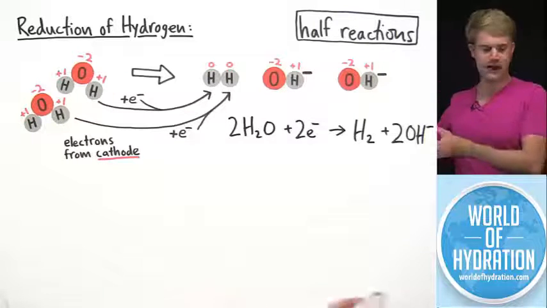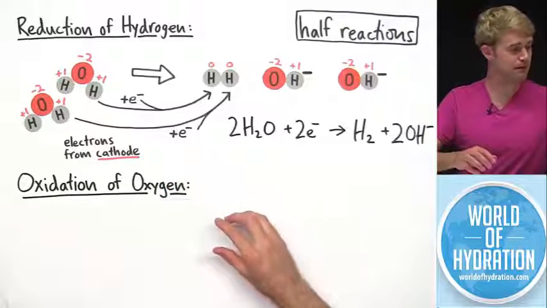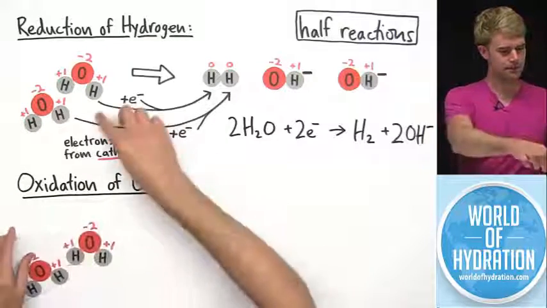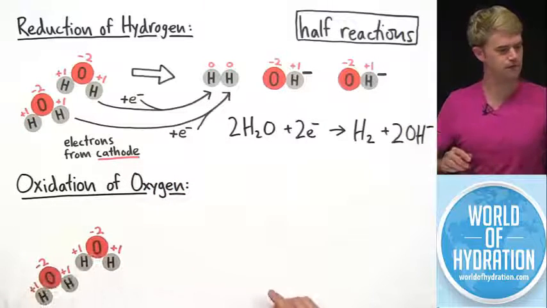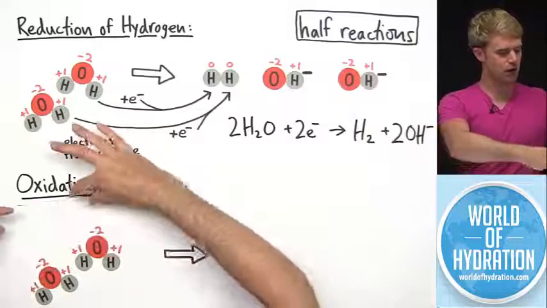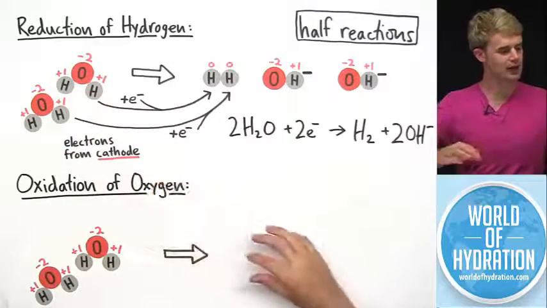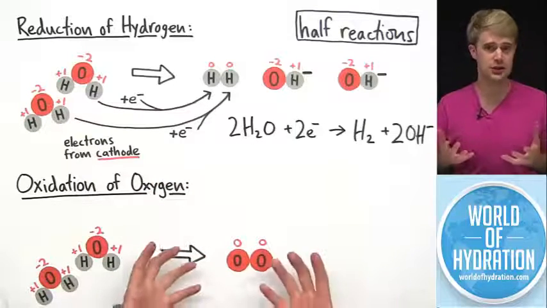Now let's take a look at the half reaction for the oxidation of oxygen. Just like up here, we start with 2 molecules of H2O. And for the oxidation of oxygen, it's going to be like we pull off these 2 oxygen atoms to make a molecule of O2, oxygen gas.